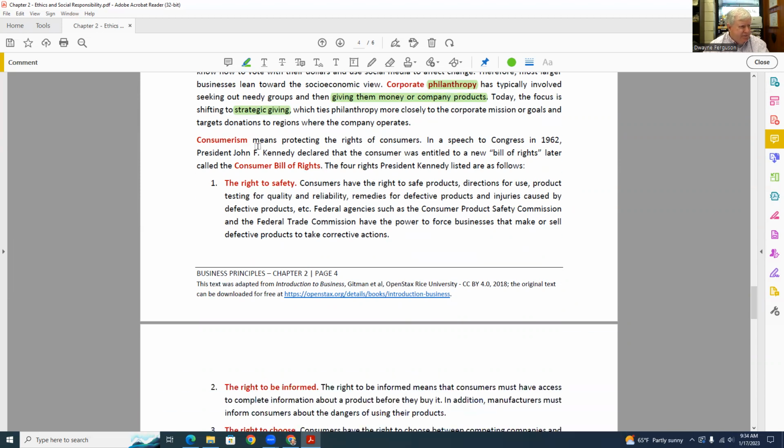Okay, consumerism, protecting the rights of consumers. You may have heard of Ralph Nader. He's a consumerist, an advocate for consumers, and he got seatbelts put in cars. So since the 70s, pretty much we've had seatbelts. But anyway, in 1962, JFK, John F. Kennedy, was making a speech, and in it he talked about a consumer bill of rights.